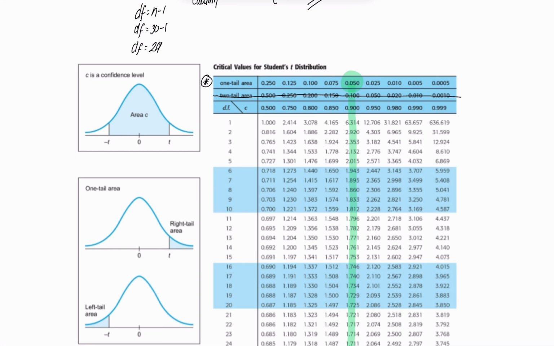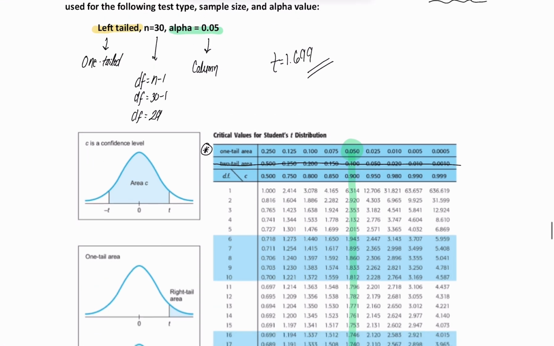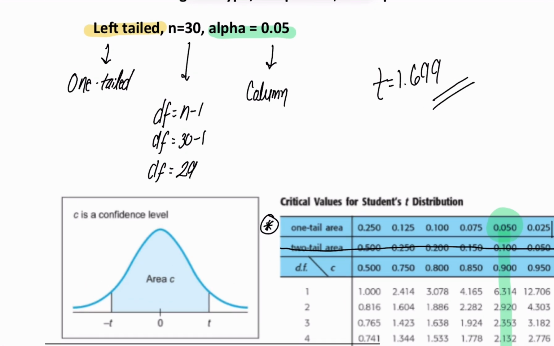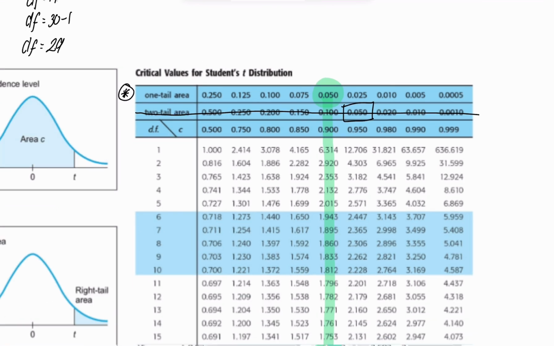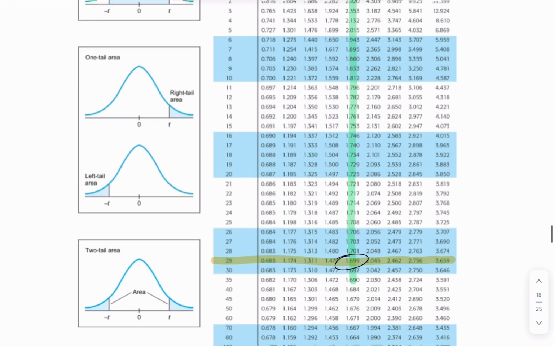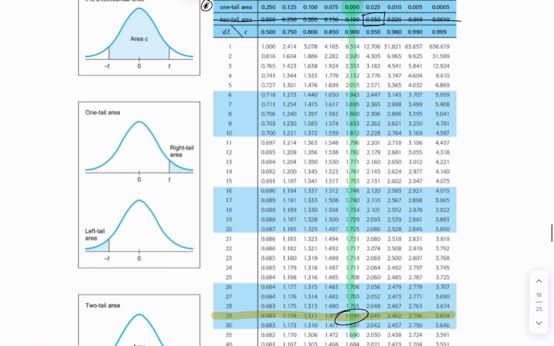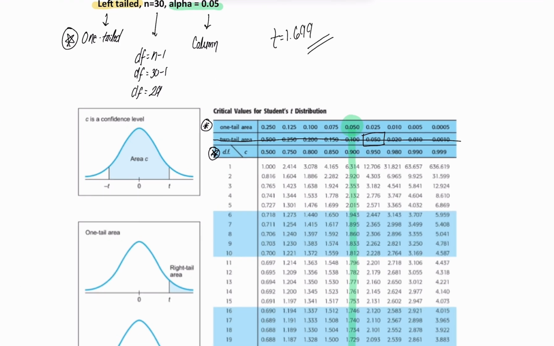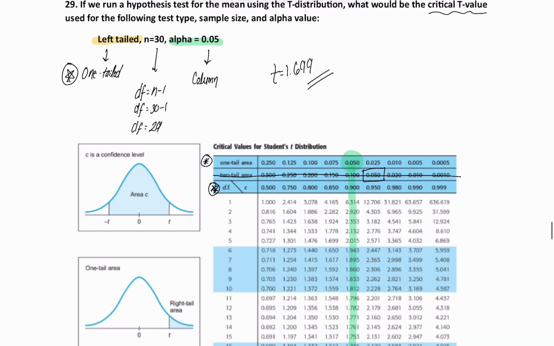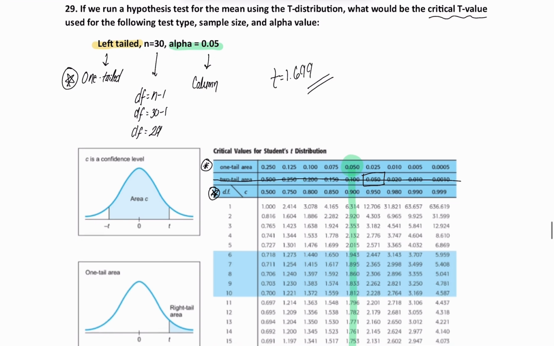So the big thing here is to make sure that you're using the correct area, one-tailed versus two-tailed. Because of that, you want to make sure that you're using the right row, because if we ended up using the two-tailed, we'd be one column over, and then we would get the wrong answer. Also make sure that you're calculating degrees of freedom, just like in a couple problems before, we talked about making sure that you're using degrees of freedom for this table. And you should be good here.